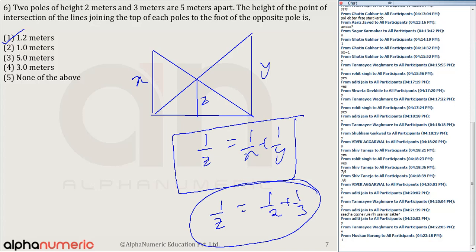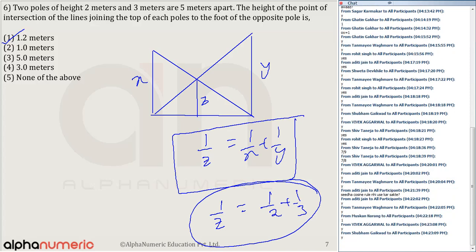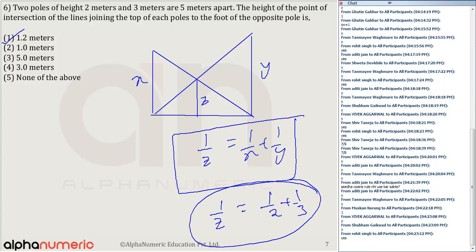Is that clear to all of you? Can I move ahead? Please tell me yes or no. Yes. So अभी तक के सारे questions easy थे. Till question number 6, every question was easy.